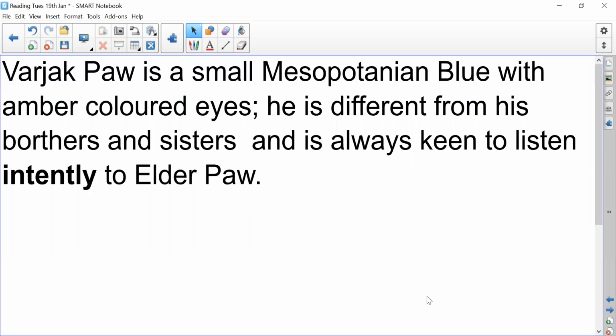Right, this is one that I did. You might have got something similar or something completely different, but let's hope it was fairly detailed. So I put Varjak is a small Mesopotamian blue with amber-coloured eyes. He is different from his brothers and sisters and is always keen to listen intently to Elder. So remember, intently was one of those words that we talked about and learnt about yesterday.